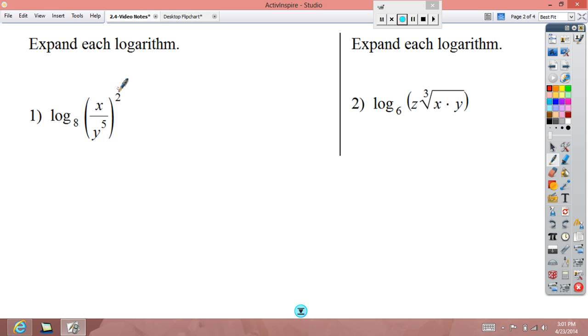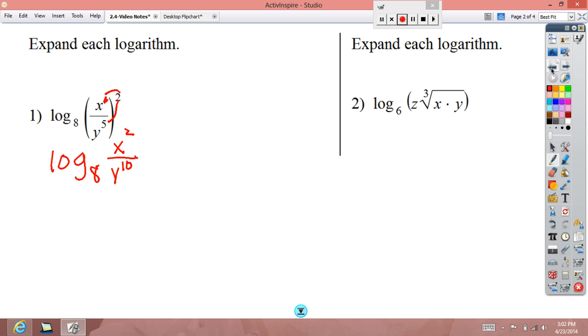So I have exponents. And so when I have an exponential term raised to exponents, what do I do? I multiply. Okay, and so this is x to the first power. And so I multiply here and here. So this gives me log base 8 of x squared, right? Because that's 1 times 2, over y to the 10th. Okay, so first step.